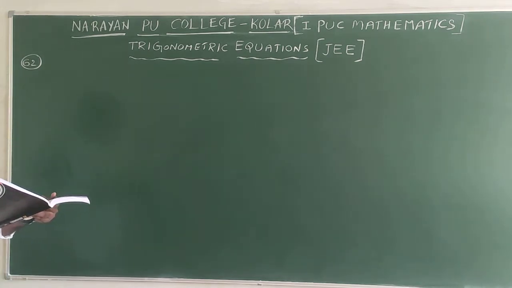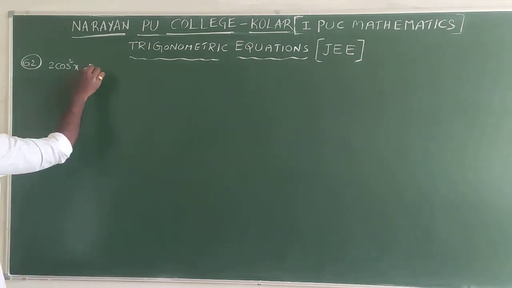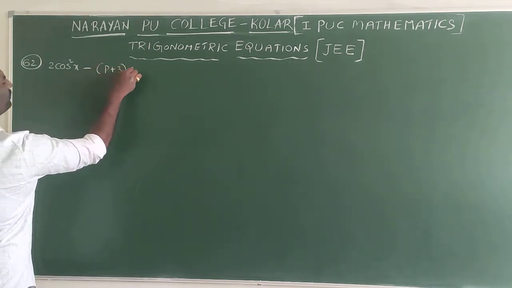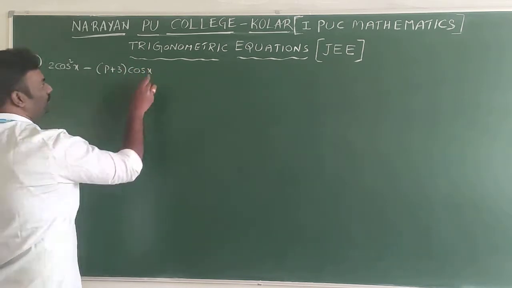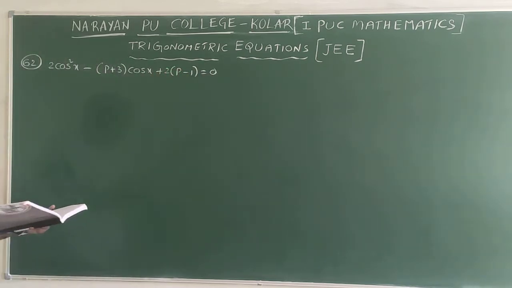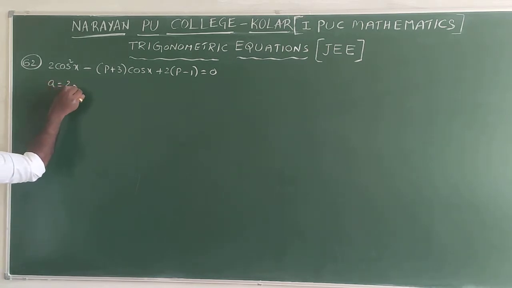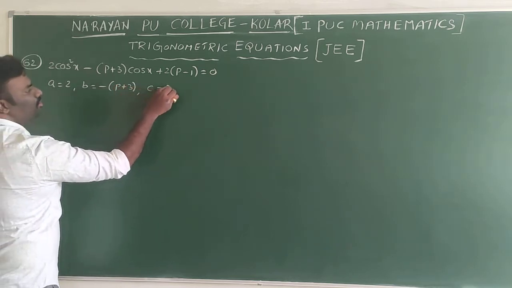The number of possible integral values of p so that the equation 2 cos square x minus (p plus 3) into cos x plus 2 into (p minus 1) equals 0 possesses a real solution. It is a quadratic equation in cos x. Then a value is 2, b value is minus of (p plus 3), c value is 2p minus 2.